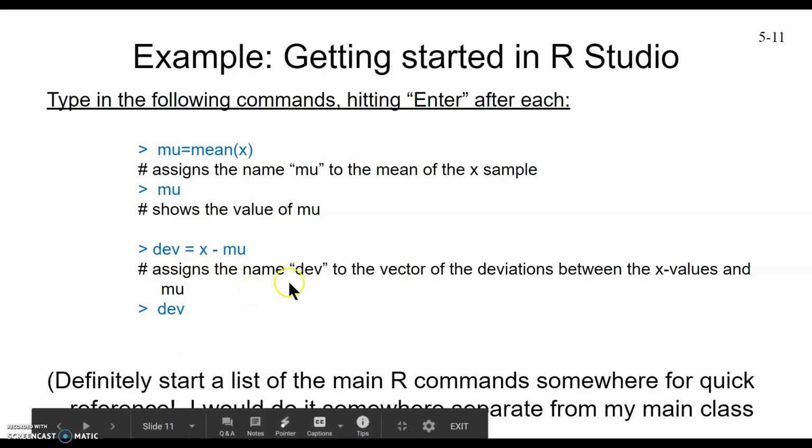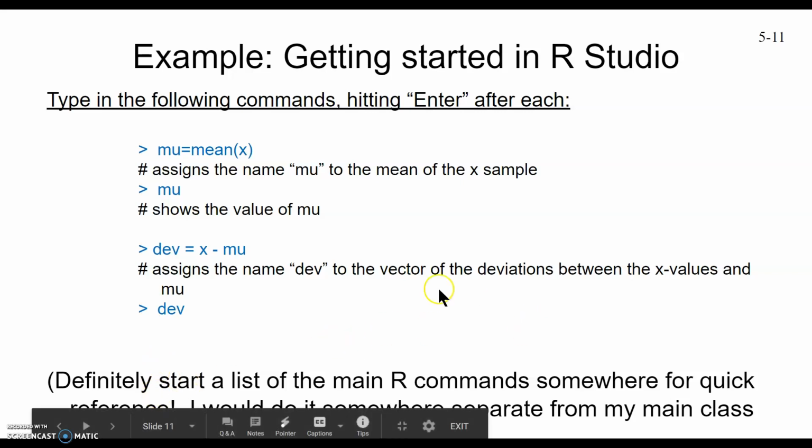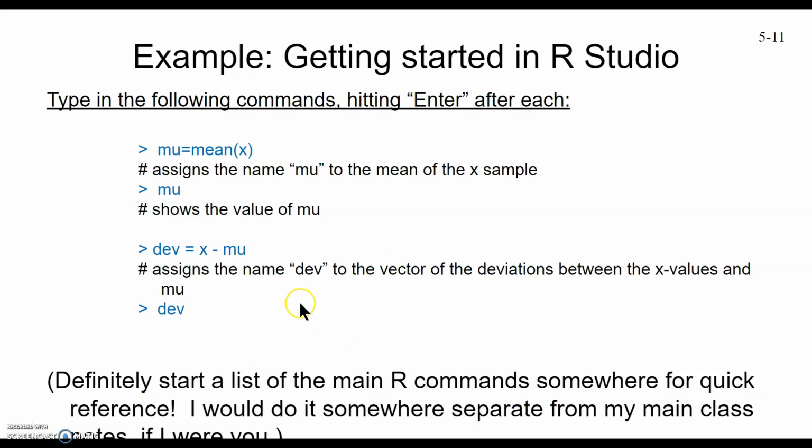Deviation, dev, I'm assigning to x minus mu. That's the deviations. We talked about things like that earlier when we were doing probability distributions, right? It's the distance between the x values and the mean. So if you type dev, it'll show you all the different deviations, how far all those things were from the mean. So definitely start a list of the main R commands somewhere for quick reference. You might want to do it somewhere separate from your main class notes, so that you'll have it as a reference instead of being buried in your class notes.